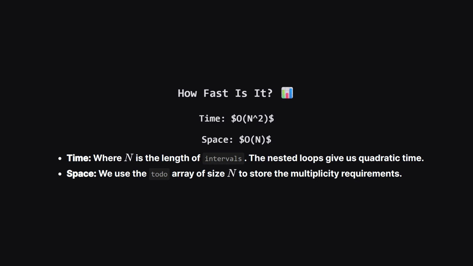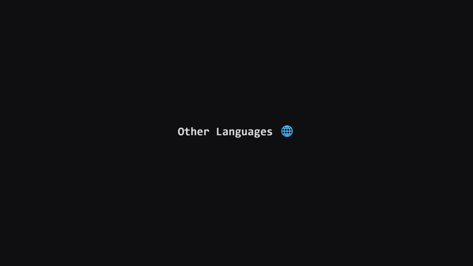So to summarize the performance, the time complexity is big O of n squared because of the nested iteration. The space complexity is big O of n, because we need to store the to-do count for each interval in a separate list. This is efficient enough for the given limits. Alright, that covers the main solution in Python.